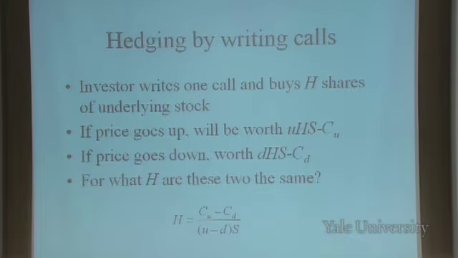Similarly, if the stock price goes down, then next period, on the exercise date, the portfolio will be worth DHS minus C sub D. All right? So let's choose H so that the two are the same. And all I have to do is set this equal to this and solve for H. And that gives me the optimal hedge ratio. And so H is equal to C sub U minus C sub D all over U minus D times S.